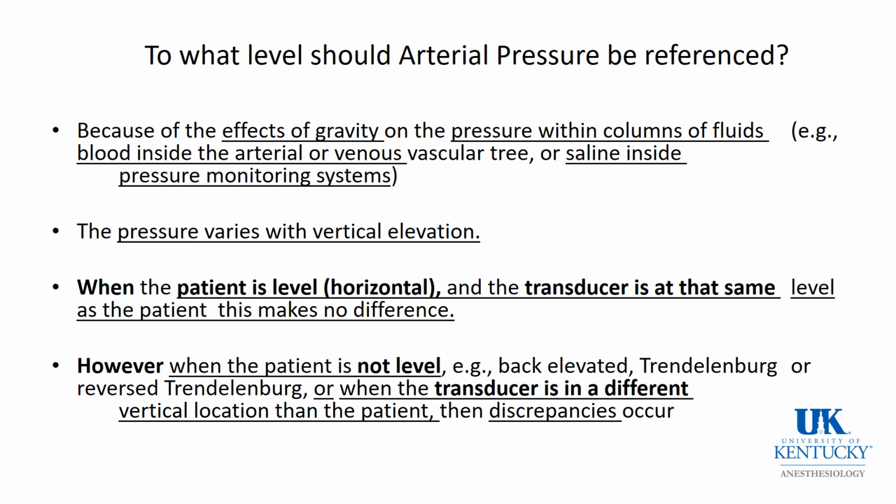Now, one of the key words was a reference location for arterial pressure. And that's because of the effect of gravity. The pressure within columns of fluid, such as the blood within the arteries, varies with vertical elevation. When the patient is level and the transducer is at the same level, the pressures everywhere are the same. But when the patient isn't level, the pressures aren't the same.